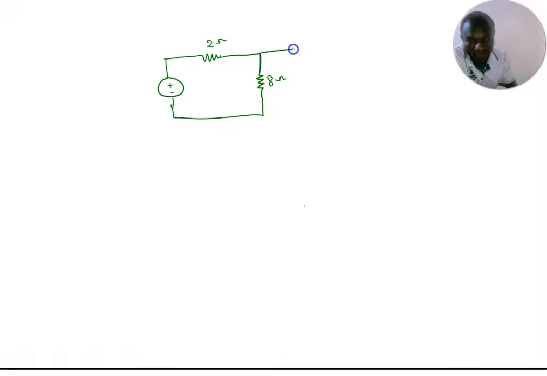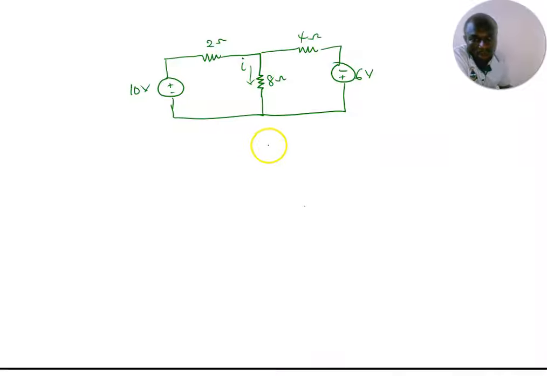Then I have a 4 ohm resistor here, then a battery source, minus and plus. Yes, something like this. This is 10 volts and here is 6 volts. And I'm asked to find the current that is flowing through the 8 ohm resistor.